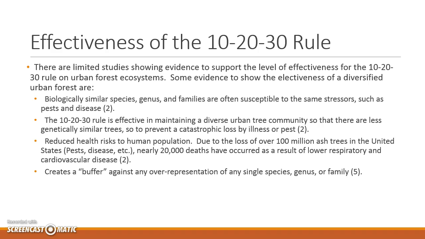But the article does not provide how they exactly came to the conclusion that these 20,000 deaths were a direct result of the lowered amount of ash trees causing lower respiratory or cardiovascular disease. And the 10-20-30 rule creates a buffer against an overrepresentation of any single species, genus, or family.